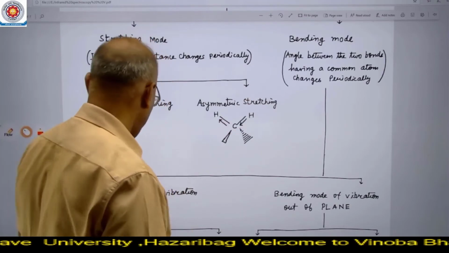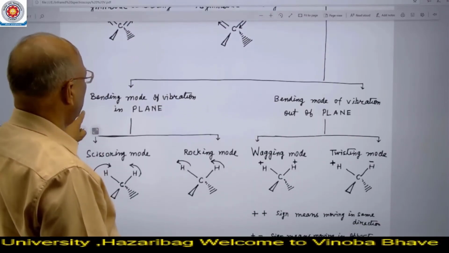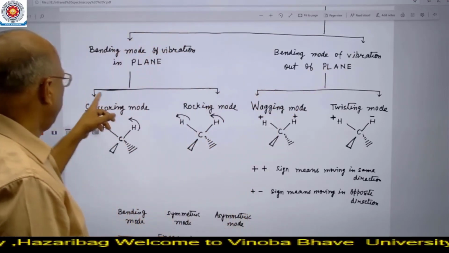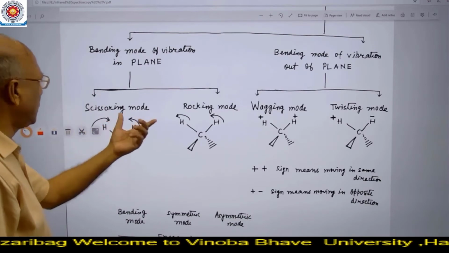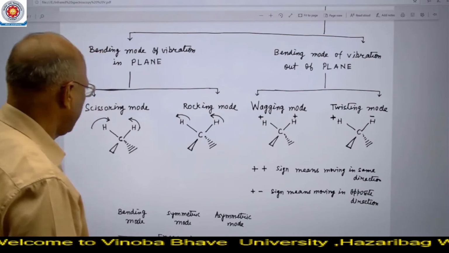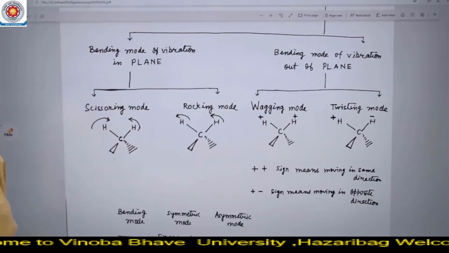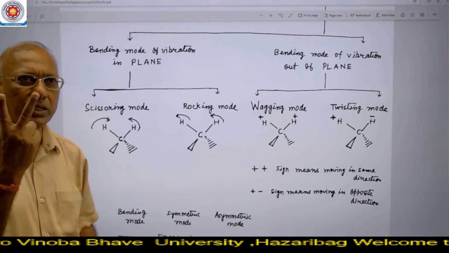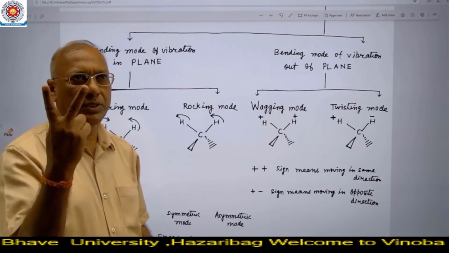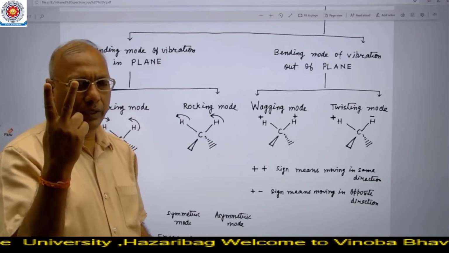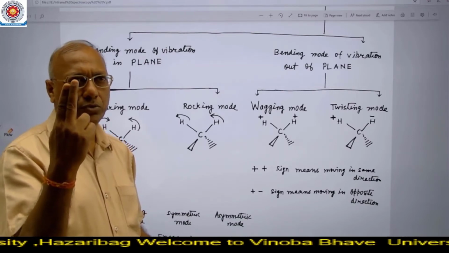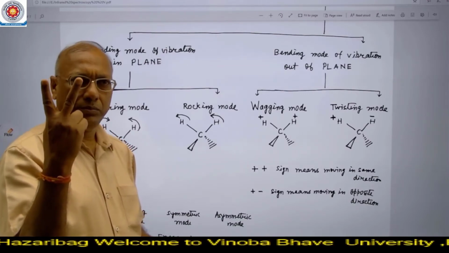Now bending mode is also of two types: bending mode of vibration in plane and bending mode of vibration out of plane. Bending mode of vibration in plane is of two types, that is scissoring mode and rocking mode. Scissoring mode, the word has come from scissor. A scissor operates like this. This is the action of a scissor. If we want to close these two blades together, this is the action. If we expand these two blades away from each other, then this is the situation.